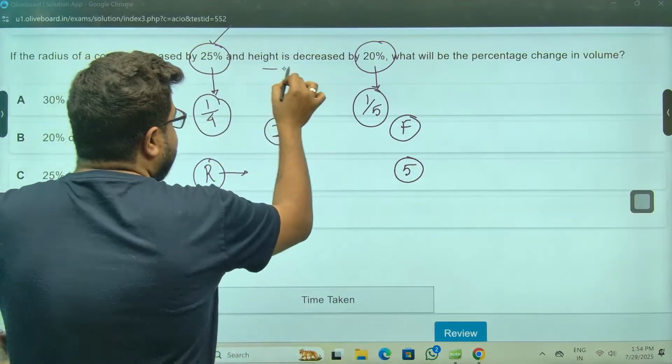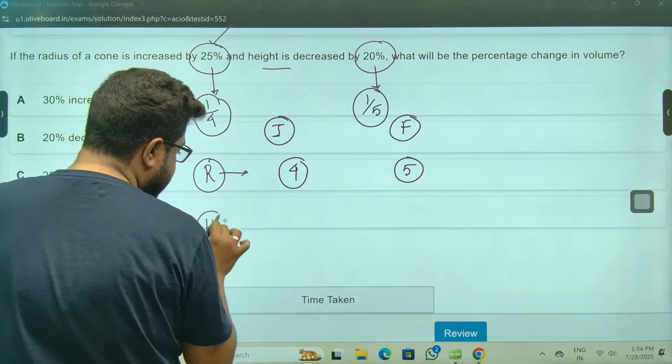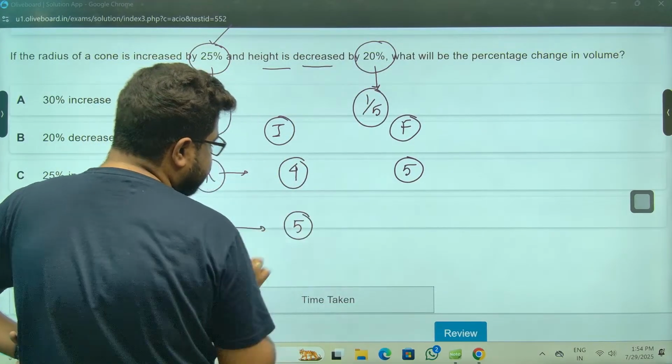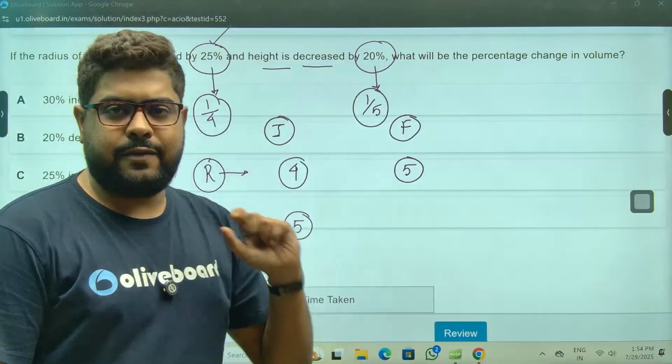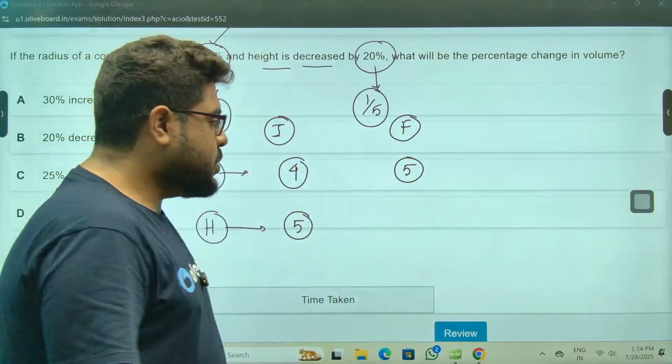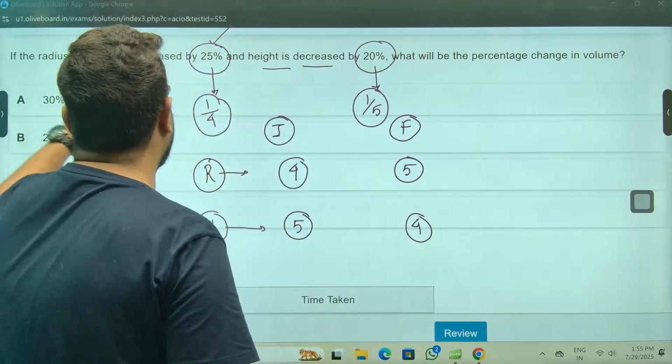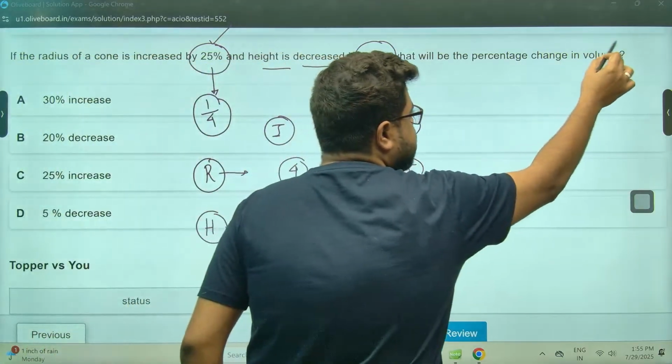Now, what happened to height, sir? It decreased by 20%. So 1/5, meaning let's say the height initially was 5. It has decreased by 1. So it will become, sir, 4. But sir, they're asking for the volume.